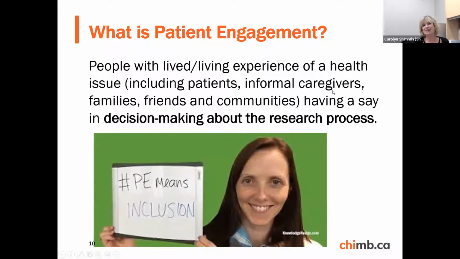And at the Center for Healthcare Innovation, a lot of times we define engagement as people with lived and living experience of a health issue, including people who identify as patients, caregivers, families, friends, and communities, having a say in decision-making about the health research process.